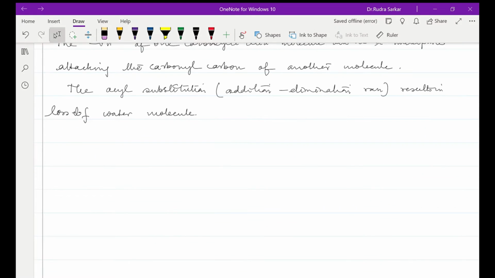So how is this happening? We can think of whatever we have written in a diagrammatic representation. These are the two carboxylic acid groups. We are heating them in presence of a drying agent, which is our P2O5, or one can use acetic anhydride. Okay, and that will lead to the formation of a symmetrical acid anhydride, which is this.